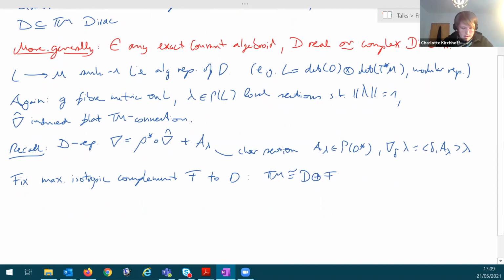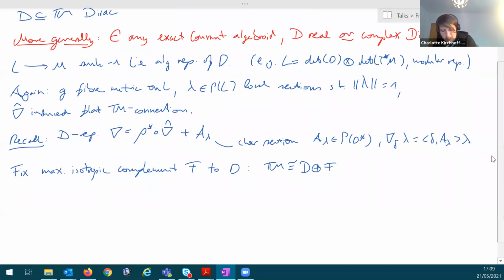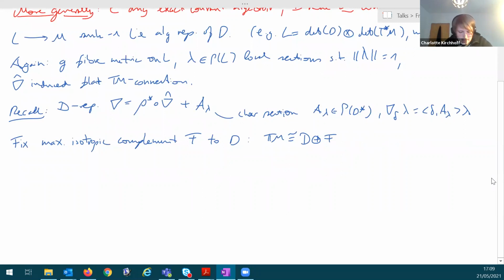So again, we choose a rank 1 Lie algebroid representation of D. D is a Dirac structure, so of course it has an induced Lie algebroid structure, and then it always has this modular representation. So if you want, you can think of L as being the modular representation. We again fix a fiber metric on L, local sections of norm 1, and we also have this induced Tm connection that is flat that I mentioned before, such that we can write the Lie algebroid representation in this way, which is what I just did on the page before.